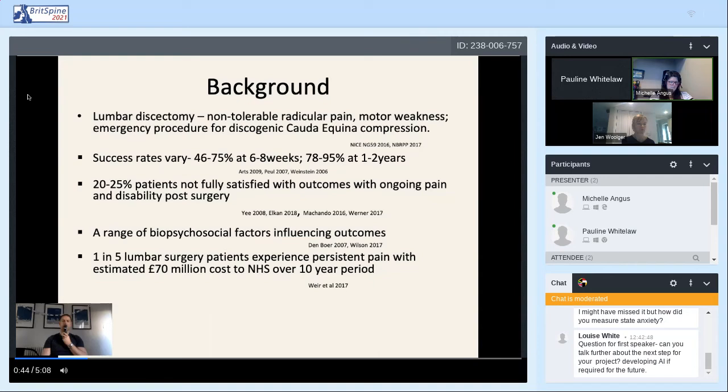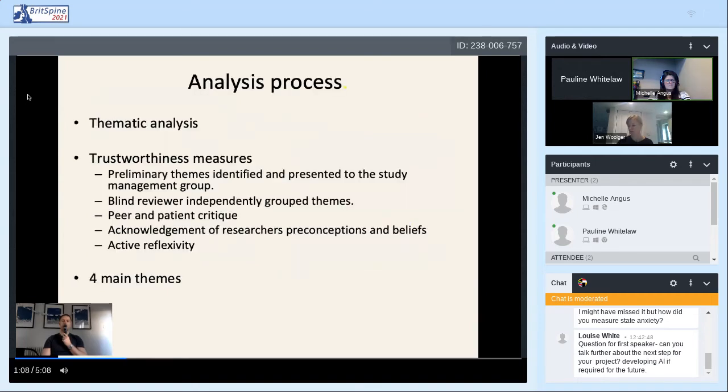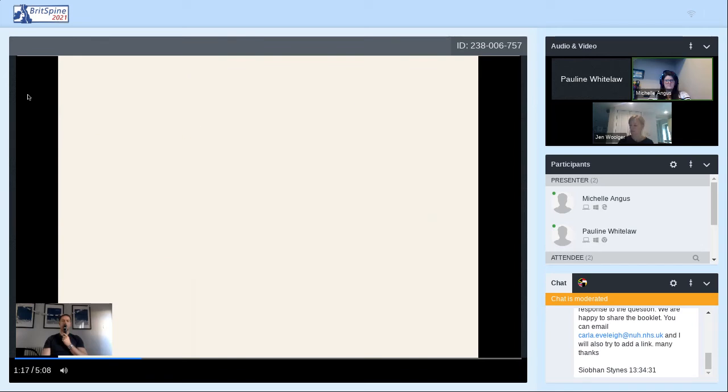We undertook this qualitative study to understand the discectomy pathway experience from the patient's perspective. We used an interpretive phenomenological analysis within a phenomenology framework to enable explanation of the patient's experience of the lumbar discectomy journey. It was a single-centre study using purposeful sampling, using patient diaries for data collection. Thematic analysis was used to analyse the data. Trustworthiness measures were used throughout the process, and 4 main themes emerged from the data.